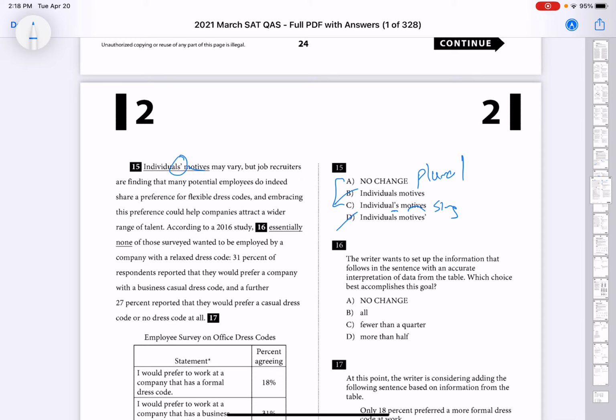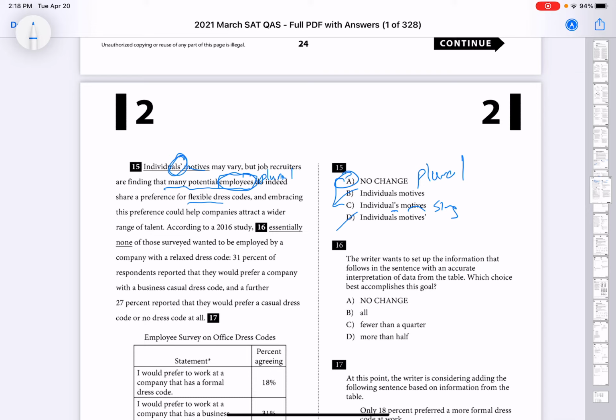Individuals' motives may vary, but job recruiters are finding that many potential employees do indeed share a preference for flexible dress codes, and embracing this brand could help companies attract a wider range of talent. All right, so they're referring to potential employees. So employees here is plural, which means that we should pick a plural answer to refer to all those individuals. So 15 here should be A. 16.